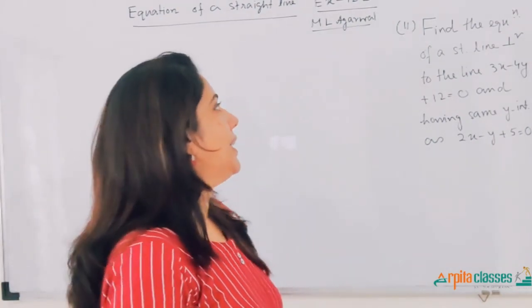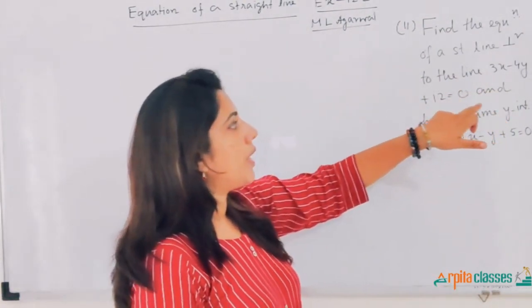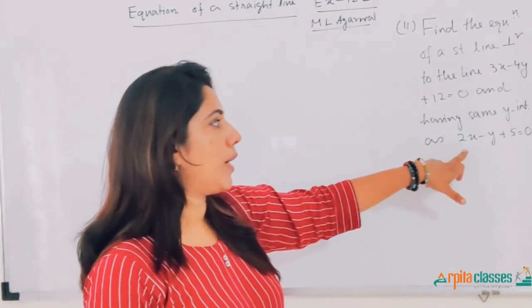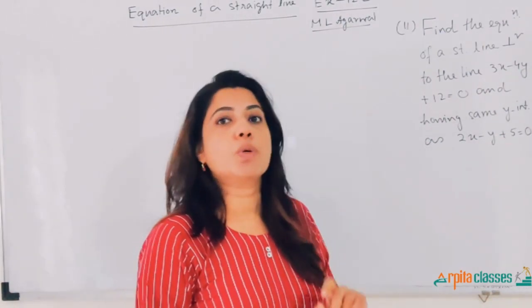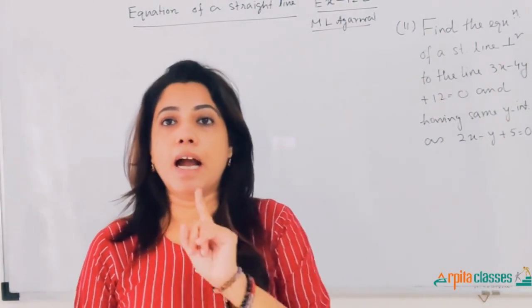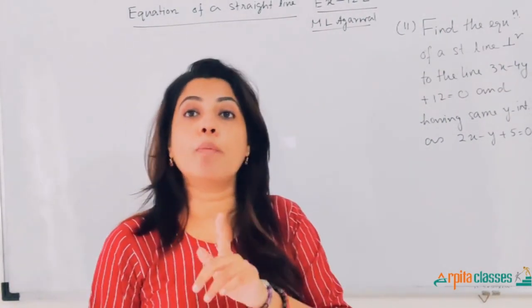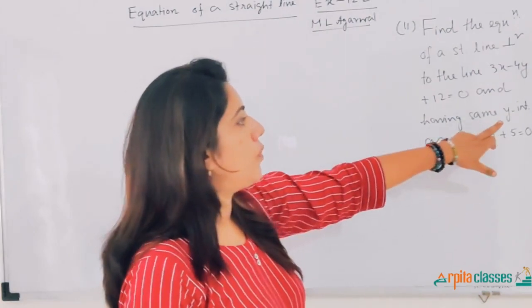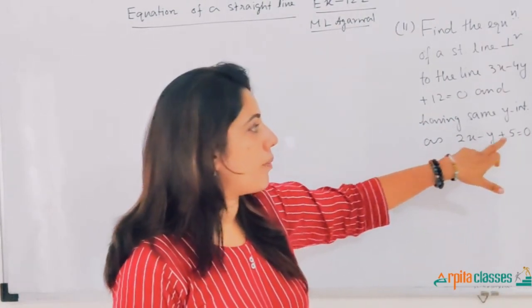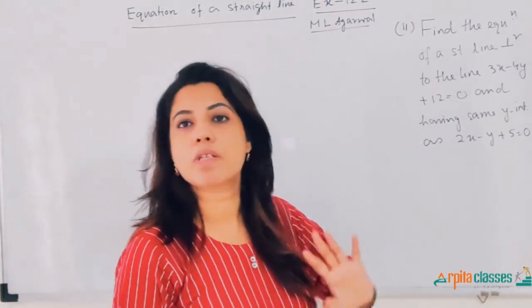Let's start. The 11th question is, find the equation of a straight line perpendicular to the line 3x minus 4y plus 12 is equal to 0 and having the same y-intercept as 2x minus y plus 5 equal to 0. So the required line is perpendicular to this given line. That means we have to use the criterion m1 into m2 is equal to minus 1. From there we can get the slope of the required line. Also the y-intercept of the required line is given here, because they are saying it has the same y-intercept as 2x minus y plus 5 equal to 0.